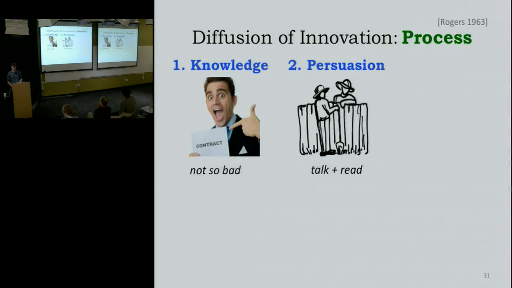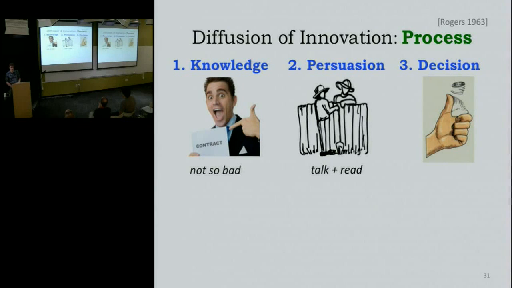You can imagine going to your social network, talking to your friends about it, going onto the internet, and trying to learn more. This is more of an active process. And eventually, you're going to have to go through this coin flip. You're going to have to make a decision. This is a very short process, because eventually you're like, yes, I'm going to do this.